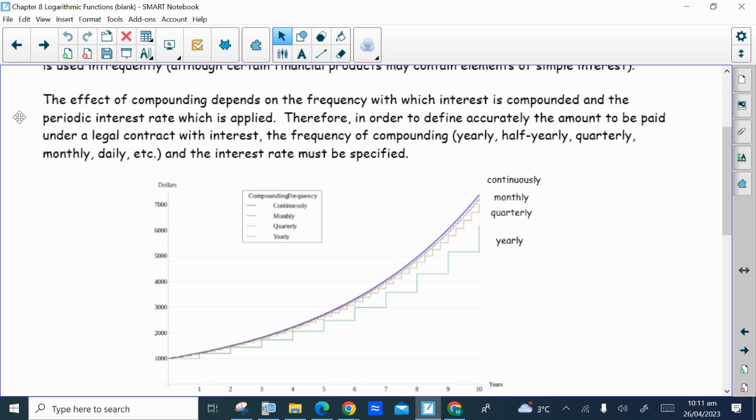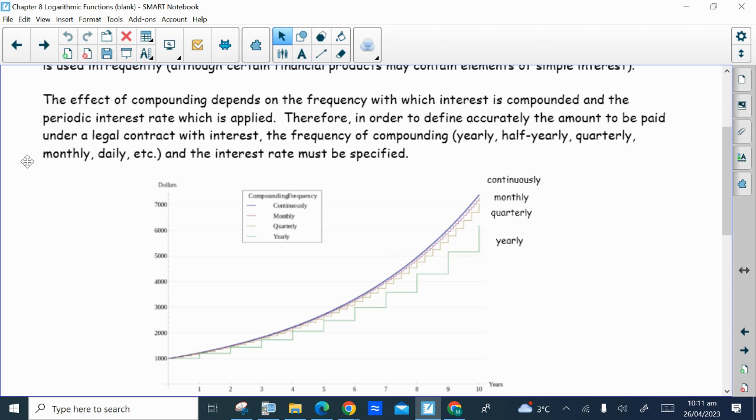So to define accurately the amount to be paid under a legal contract with interest, the frequency of the compounding matters. It could be compounded yearly, which means once a year. It could be half yearly or semi-annually, so every 6 months. It could be quarterly, which is 4 times a year or every 3 months. It could be monthly, 12 times a year. It could be daily, 365 times a year.